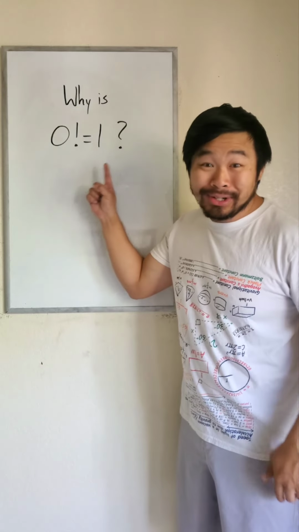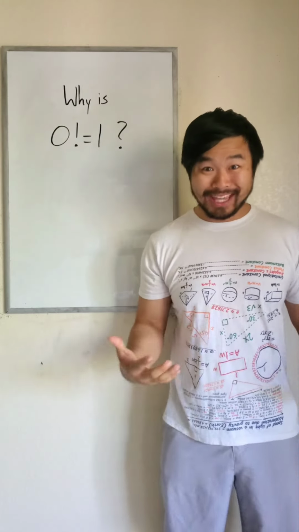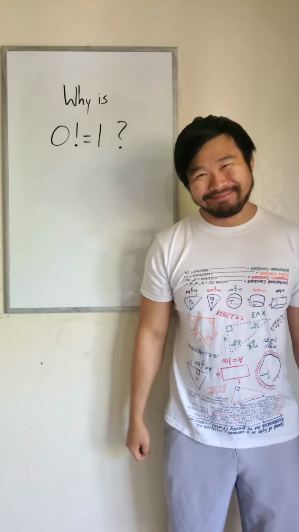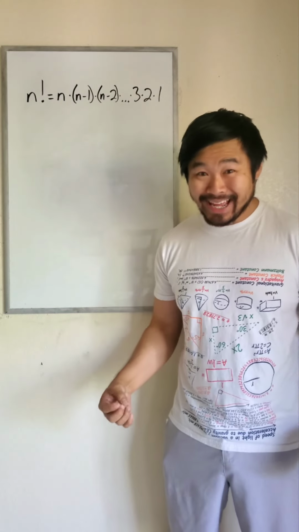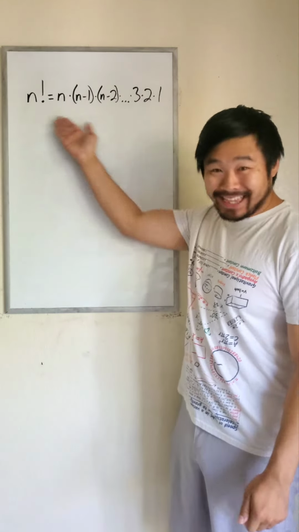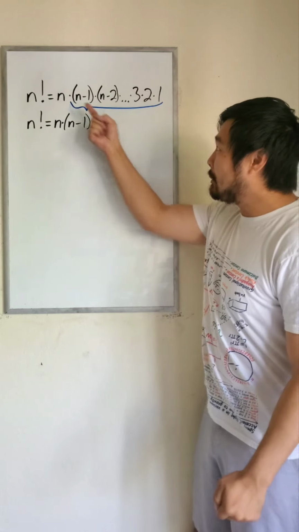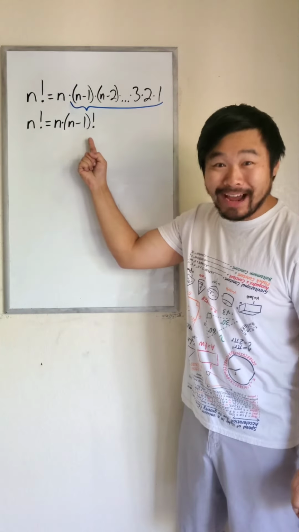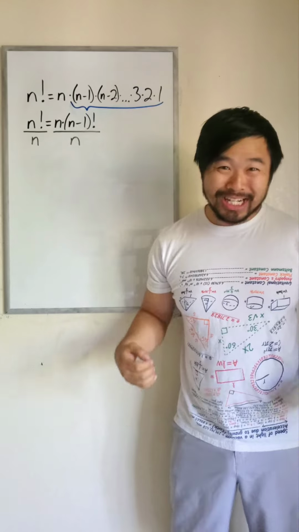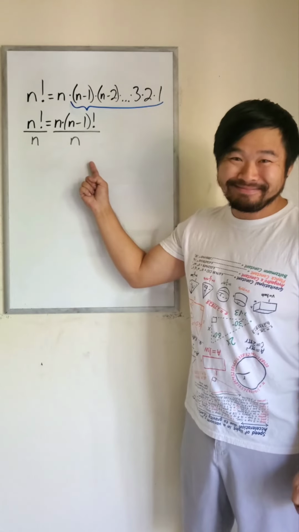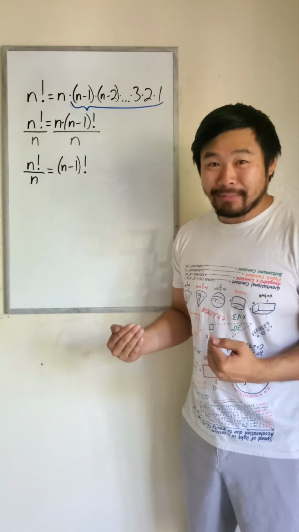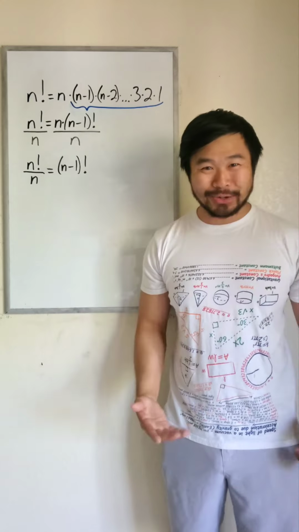Why is 0 factorial equal to 1 and not something else? Let's find out. For some positive integer n, n factorial is defined like this. Now, to see what 0 factorial is, I'm going to rewrite this chunk as n minus 1 factorial. Then I'm going to divide both sides by n. So we have n factorial divided by n equals n minus 1 factorial.